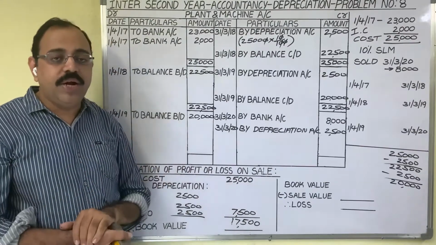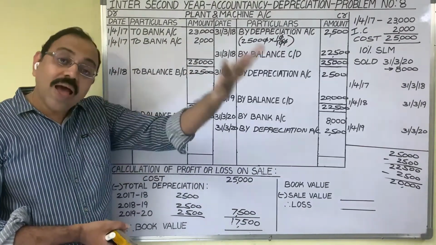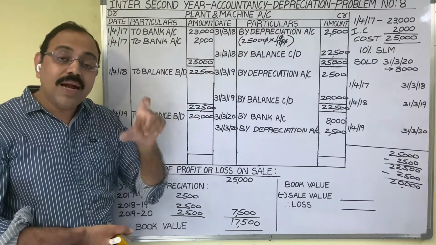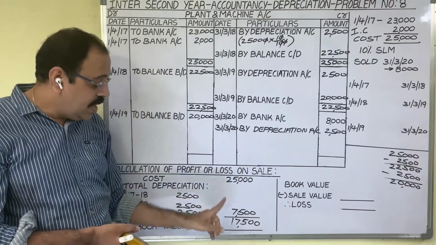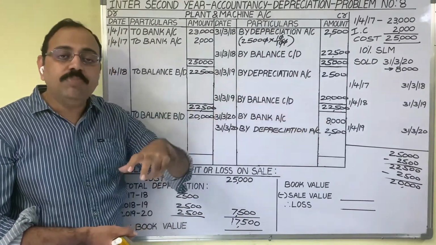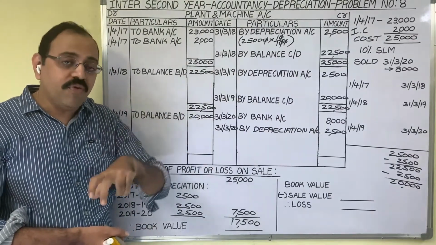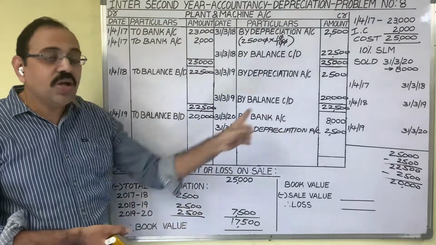17,500 worth the property they sold for 8,000. They sold for a lower value, so in that sale we get a loss. We should compare the book value with the sale value, and observe whether there is a profit or loss in this sale. Here there is a loss, no?